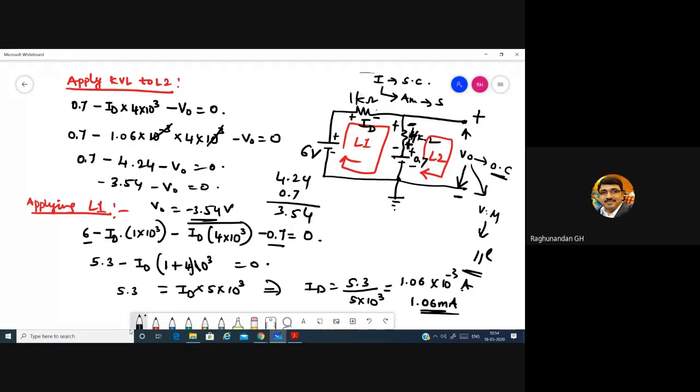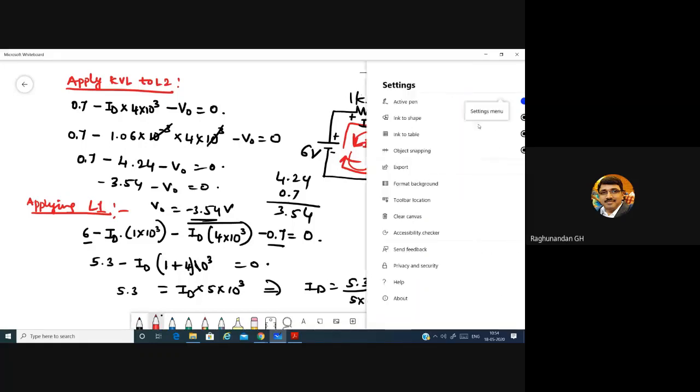So this is how we find out the output voltage. If you want to apply KVL in the opposite direction, you can do that also. There is no rule that you should apply clockwise only. You can apply it anti-clockwise as well. Anyway, you can do it. So this is about this problem.